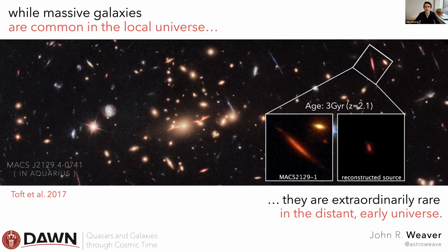While massive galaxies are common in the local universe, we know that they are extraordinarily rare in the distant early universe. However, they do exist, as evidenced by this lens galaxy here. At about an age of 3 billion years after the Big Bang, it shows a remarkably old, mature stellar population, a population so old that we struggle to explain it with our common assumptions about galaxy evolution and physical processes within that time period, the first 3 billion years.